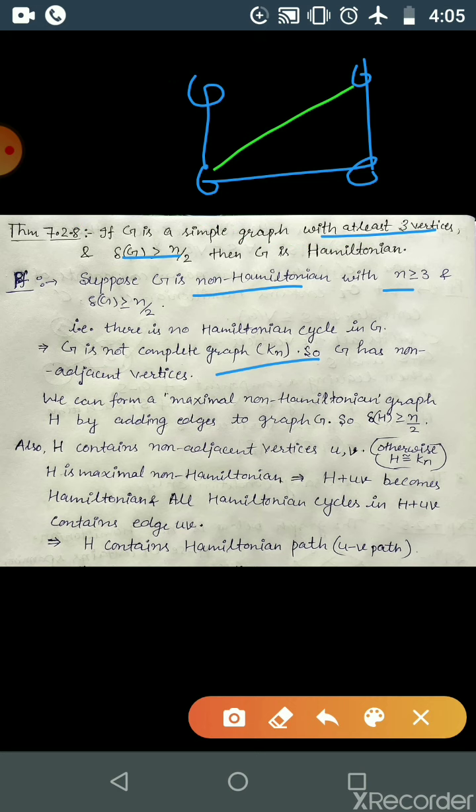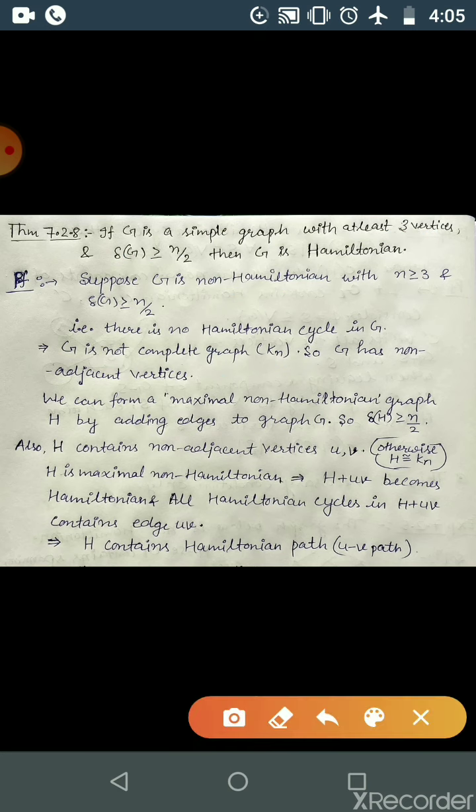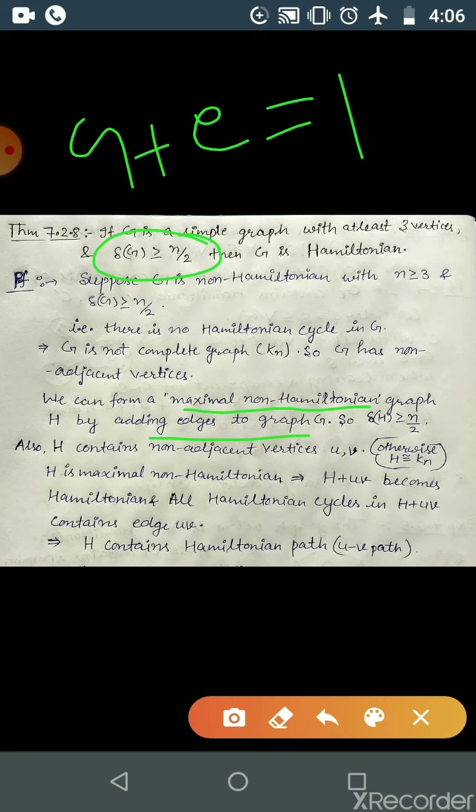By adding any edges, the minimum degree does not reduce, correct? It might change, but it will not reduce. So the minimum degree condition will still be satisfied. So we are considering a maximal non-Hamiltonian graph with the same set of vertices, by adding some edges if required, such that it remains non-Hamiltonian. Maximal non-Hamiltonian means even if we add just one edge, it becomes Hamiltonian.